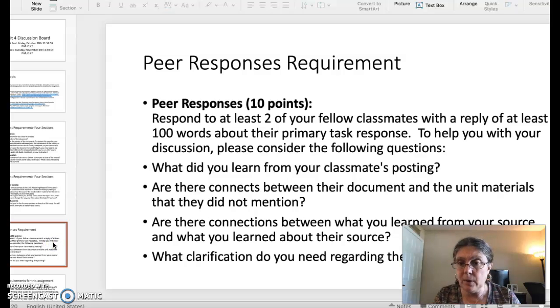The peer response requirement. This is what will be due November 3rd. You have to respond to 2 of your classmates by October 30th. But there's a little twist this time. Each of your response posts has to be at least 100 words in length. Okay? Don't be intimidated by this.